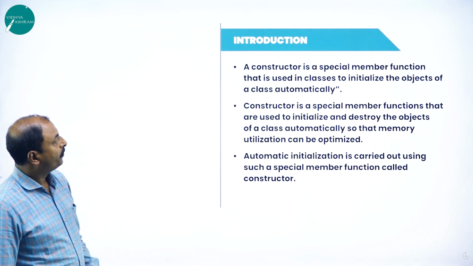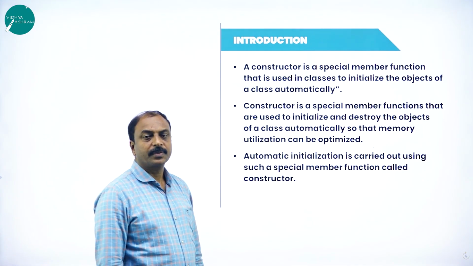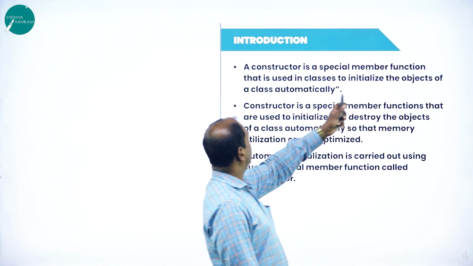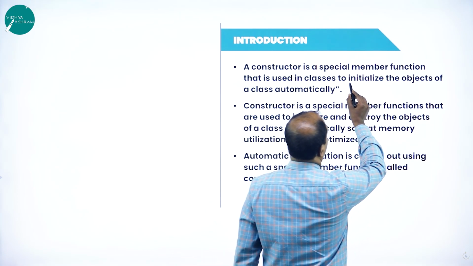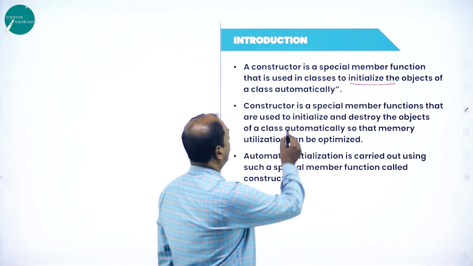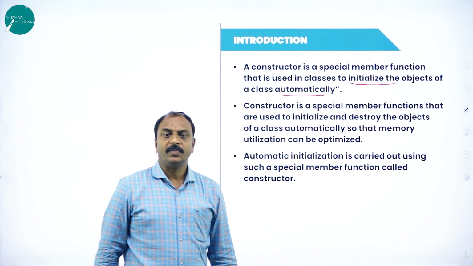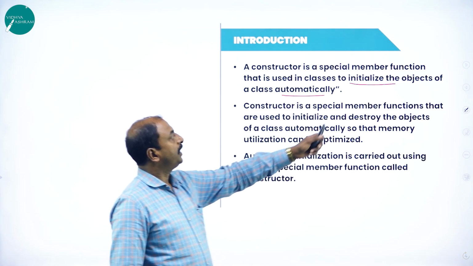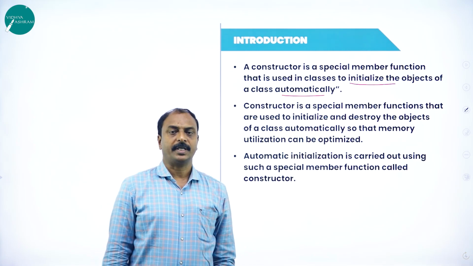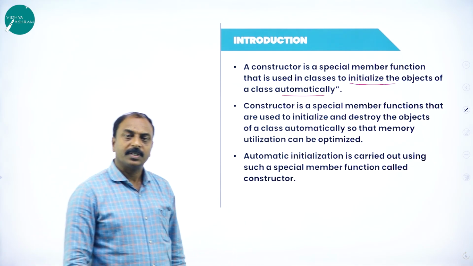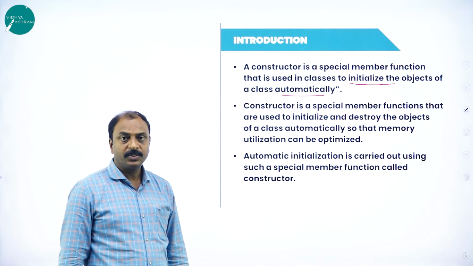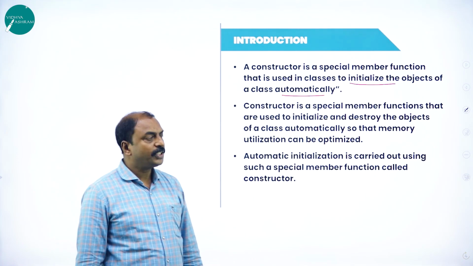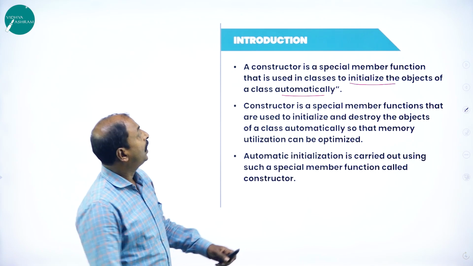Now let us see the first definition of a constructor. So what is a constructor? A constructor is a special member function that is used in classes to initialize the object of a class automatically. So this is the definition of a constructor. You know what an object is and what classes are. If you want to initialize the objects, we use a constructor. So a constructor is a special member function used to initialize the object of a class automatically.